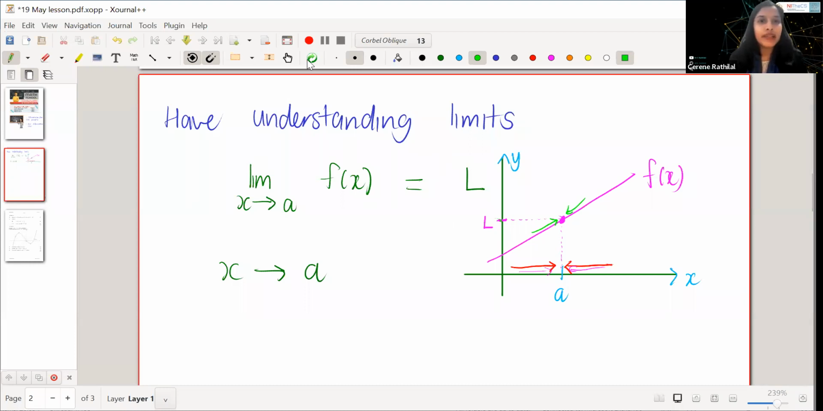Is everybody understanding that quick summary that I was able to give you? I need you to ensure that you understand what it means when we say that the limit as x approaches a of a function equals some other number, for example L, as seen here on this slide.